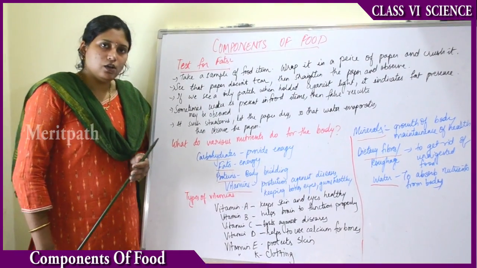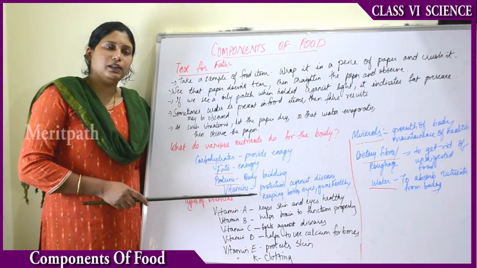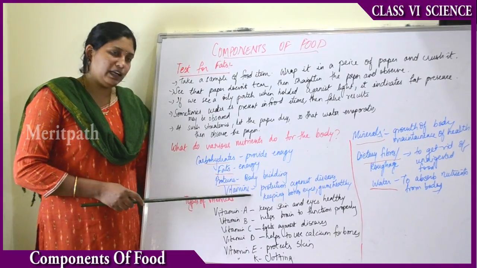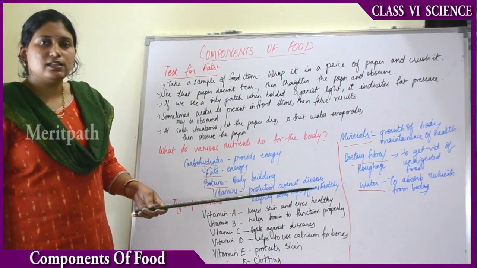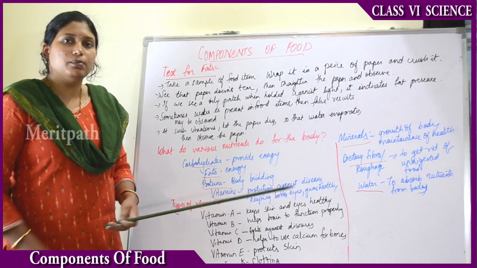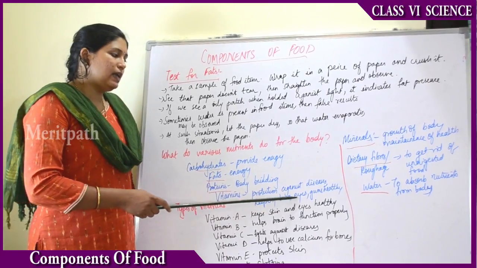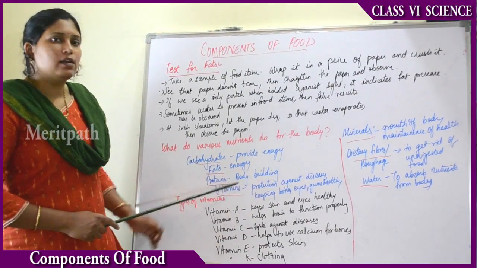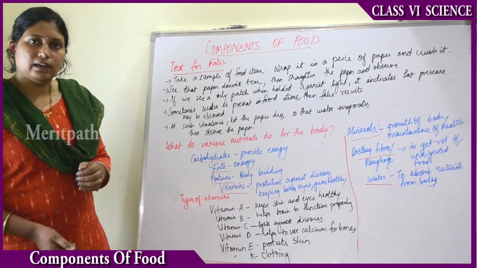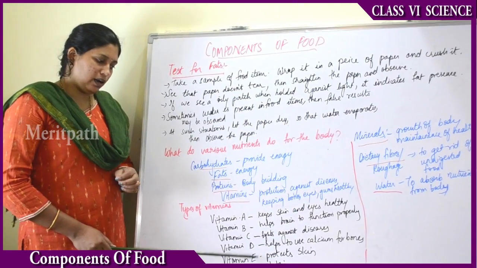Then proteins. Proteins are helpful in building the body. Proteins help in the body building processes. Then vitamins. Vitamins are helpful in protection against diseases. That means they give you immunity to fight any disease. They also keep your bones, teeth, gums and eyes healthy. So that is the function of vitamins. There are many types of vitamins: A, B, C, D and K.